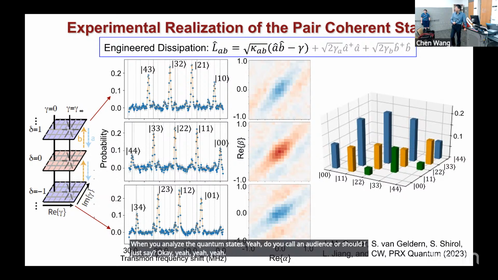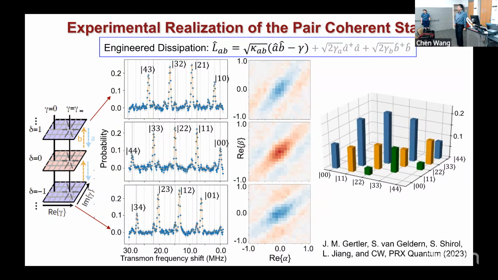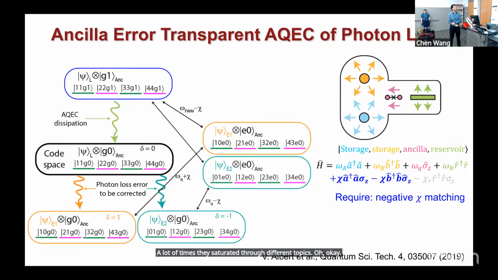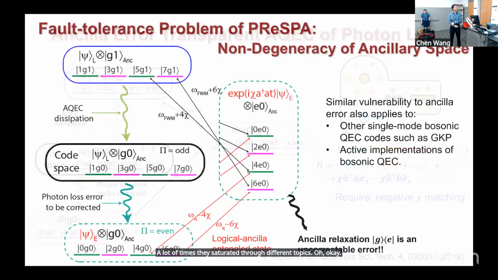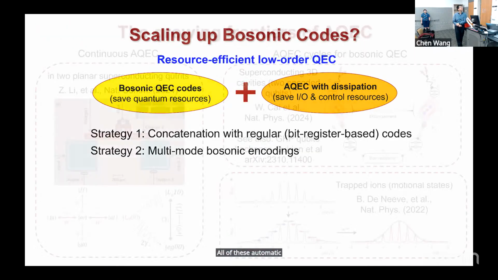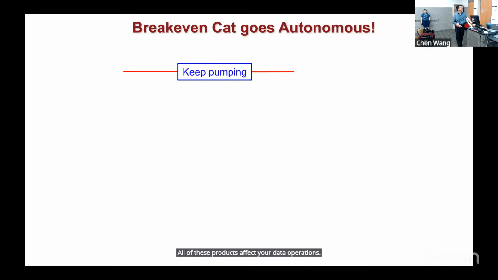So for the profile, the short time scale is different photon numbers are indistinguishable. Long time scale is very saturated with different populations. Oh, okay. How does the autonomous qubits protocol affect your data operation? Okay.